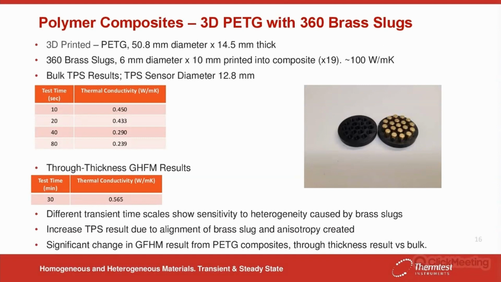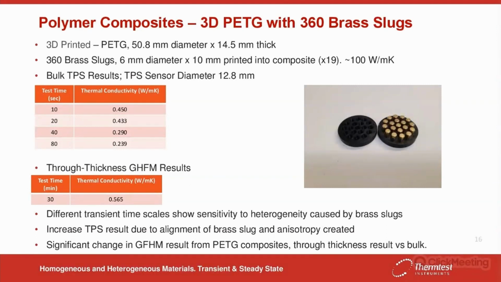Through thickness, we have again a large increase in the through thickness guarded direction by the guarded heat flow meter. So this would be a decrease in thermal resistance and an increase in thermal conductivity. And the transient times do show a sensitivity to the heterogeneity caused by the brass lugs, which is what we would expect with such a significant introduced particle. The significant change in the resistance value from the GHFM is again a thermal conductivity result of through thickness versus bulk.